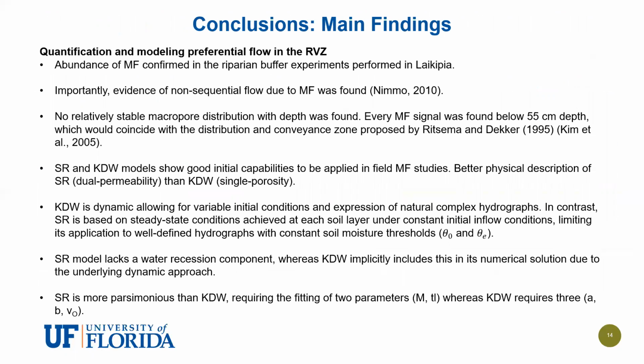Finally, the main findings of this work: the abundance of macropore flow was confirmed in the riparian buffer experiments performed in Laikipia, and importantly, evidence of non-sequential flow due to macropore flow was found. A relatively stable macropore flow distribution with depth was found as expected. However, every macropore flow signal was found below 55 centimeters depth, which would coincide with the distribution and conveyance zone proposed by Ritsema and Decker and Kim et al. in 2005. So responsive and kinematic dispersive wave models show good initial capabilities.